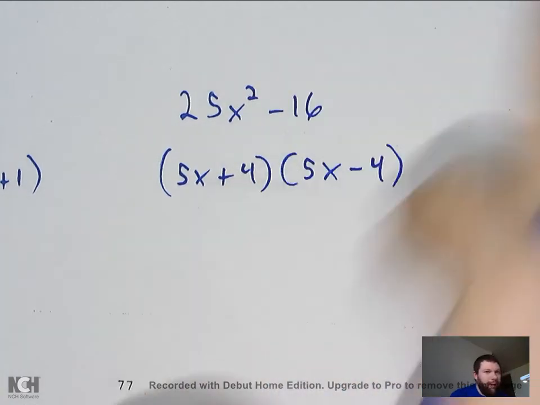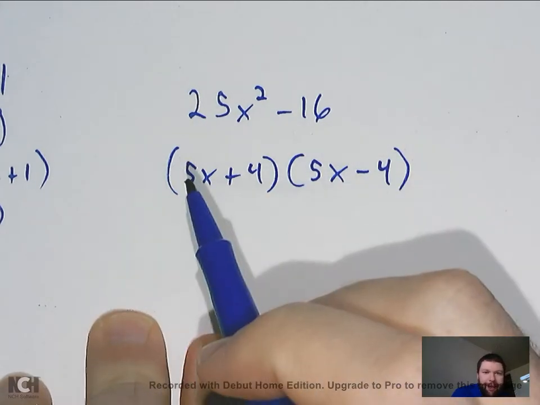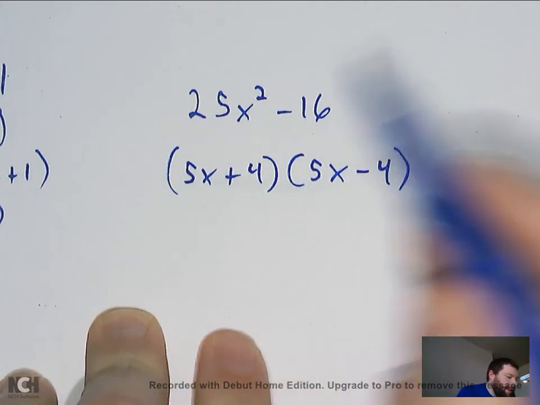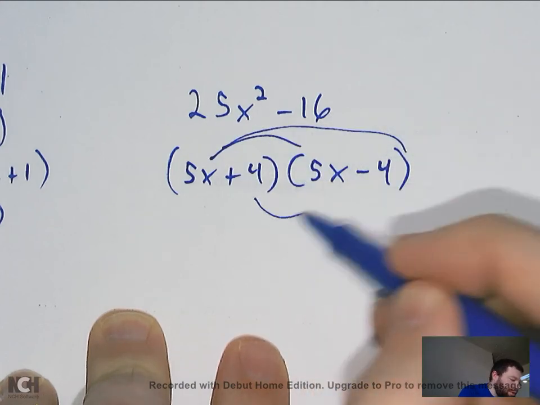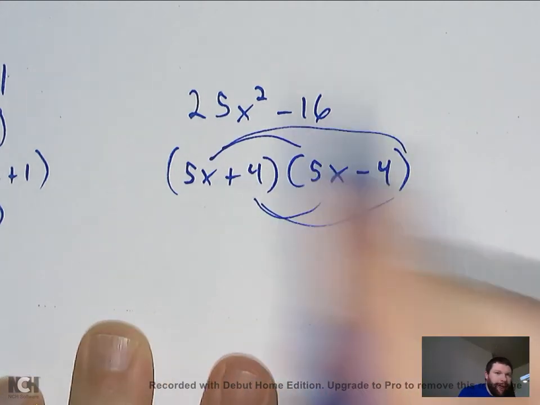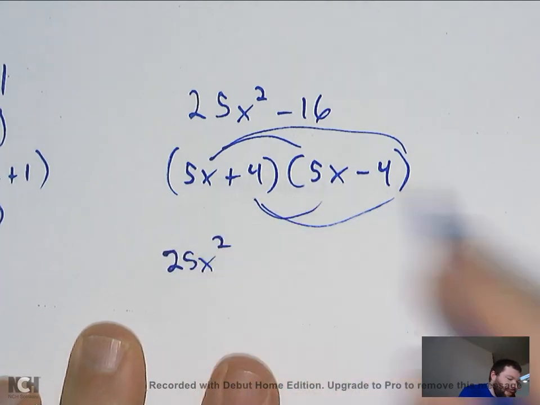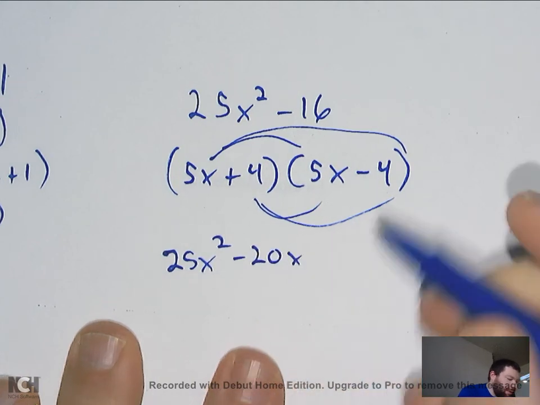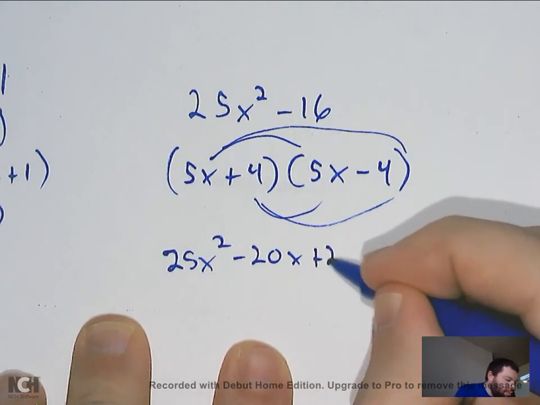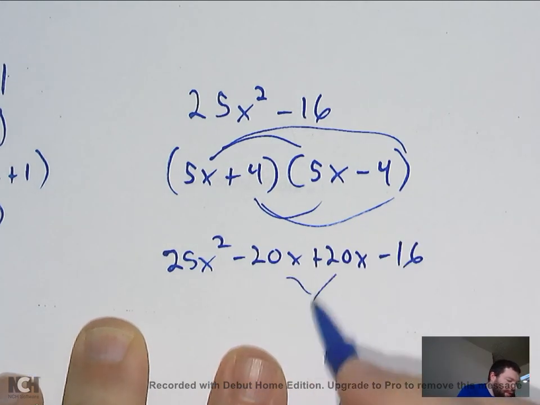So let's prove this and make sure it works, because I haven't proved it on these types yet. I know this is going kind of long, but let's prove it. So again, let's try distributing this time. So I'm going to distribute the 5x, and I'm going to distribute the 4. I'm going to do this very quickly. So 5 times 5x is 25x squared. 5 times negative 4 is negative 20x. 4 times 5x is 20x. 4 times negative 4 is negative 16. Combine those, we get 0.